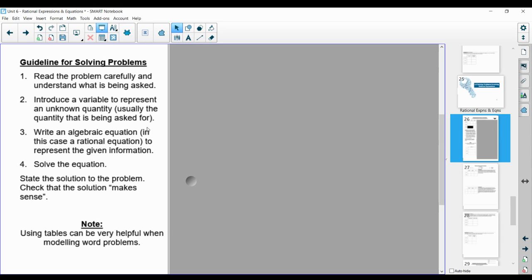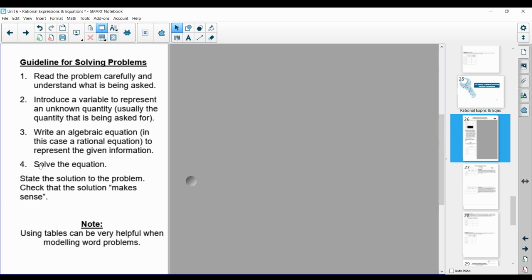Once you've done that, then you can start to identify your variables. Often your last sentence or the last question in the word problem tells you what you're looking for. And whatever you know the least amount about, that's usually your variable. So you're going to introduce a variable. That'll be your unknown quantity. Usually it's whatever they've been asking you for. You'll write your algebraic equation. In this case, because the unit is rational expressions and equations, our equations are going to be rational equations. And then we're going to solve.